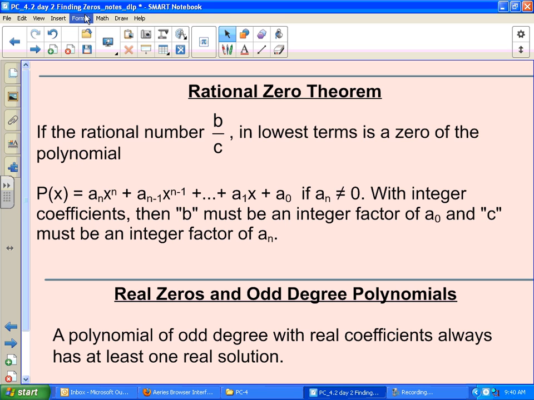Sometimes if we don't know what the zeros are, we're going to have to find the potential zeros. These are called rational. Why are they rational? What's rational mean again? What's rational? No, you can be negative and be rational.